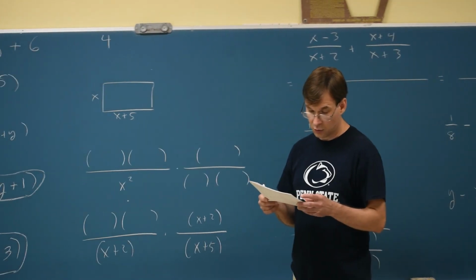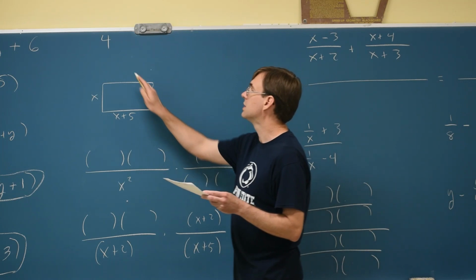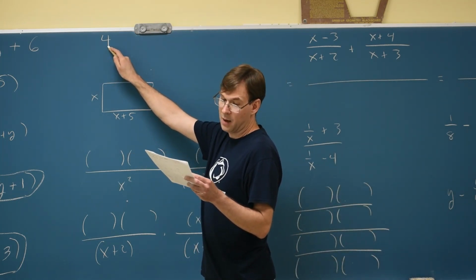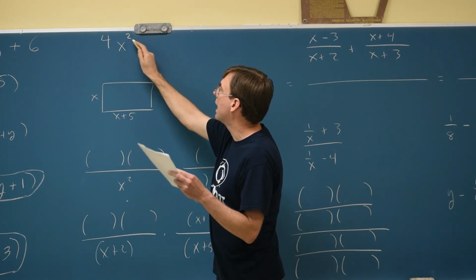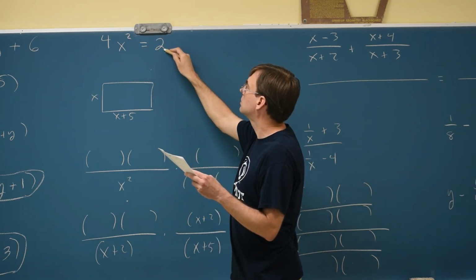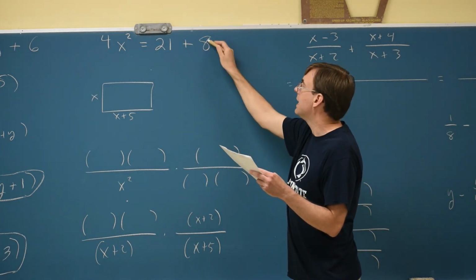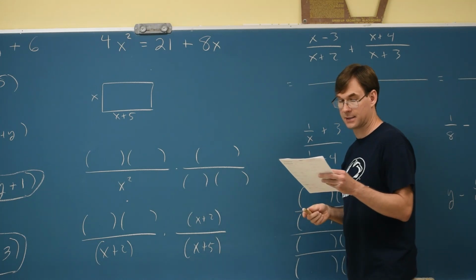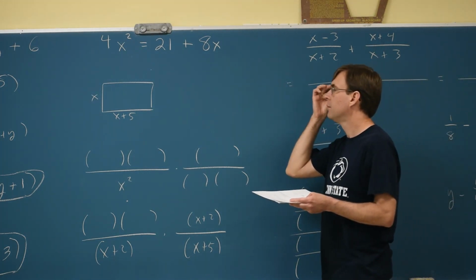14, you want to read the story and just one word at a time, translate it to math. So it says 4 times, so we'll multiply. Square of a number would be x squared. Is always equals 21. More than is an add. 8 times the number is an 8x. Throw that in the first blank, that's going to get you some of the points.